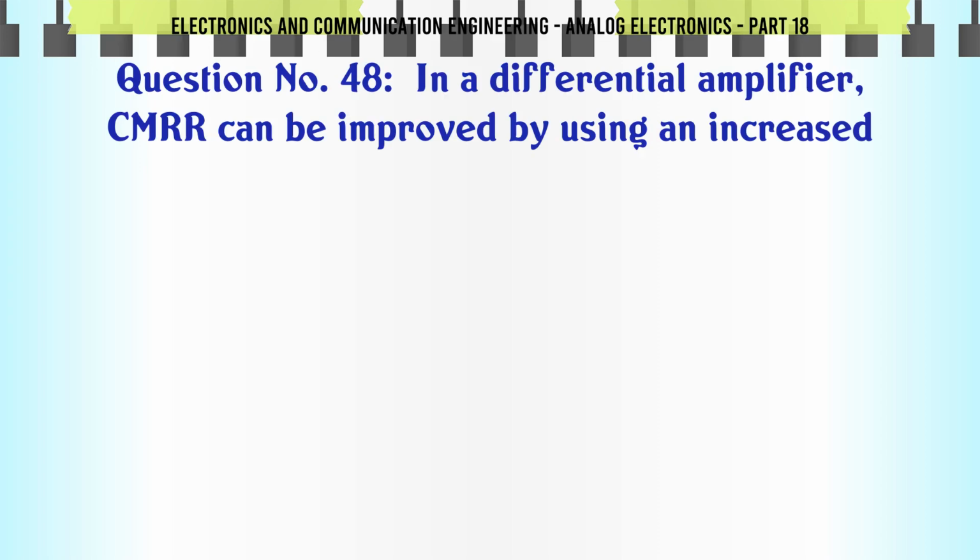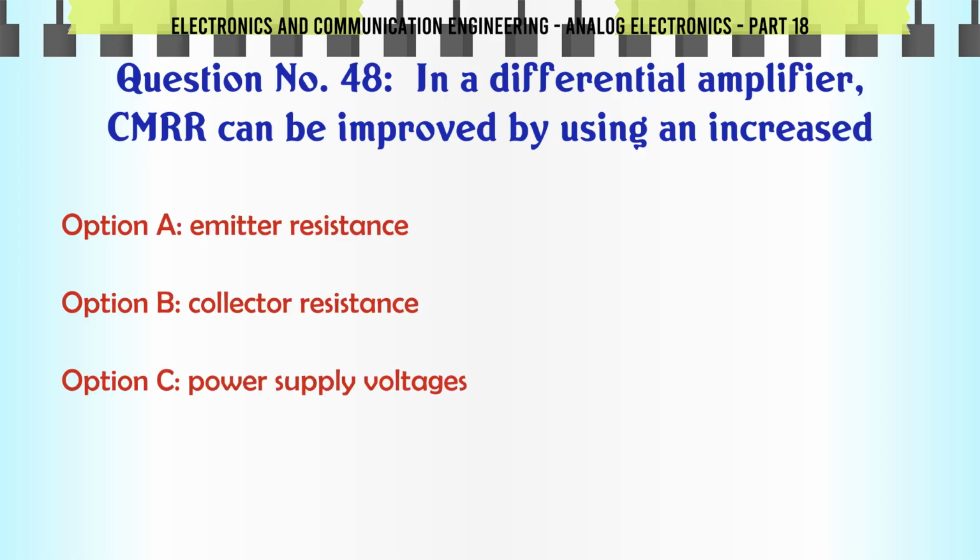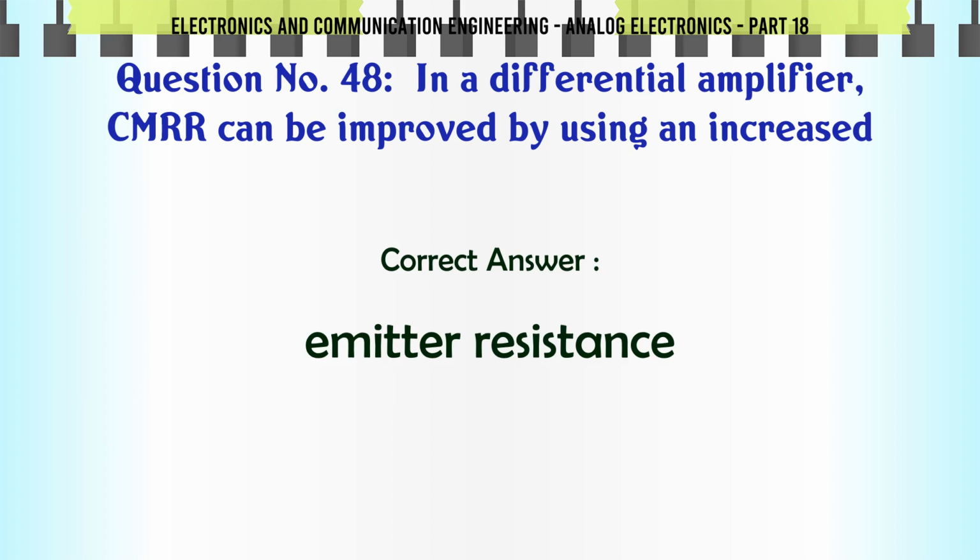In a differential amplifier, CMRR can be improved by using an increased A. Emitter resistance, B. Collector resistance, C. Power supply voltages, D. Source resistance. The correct answer is emitter resistance.